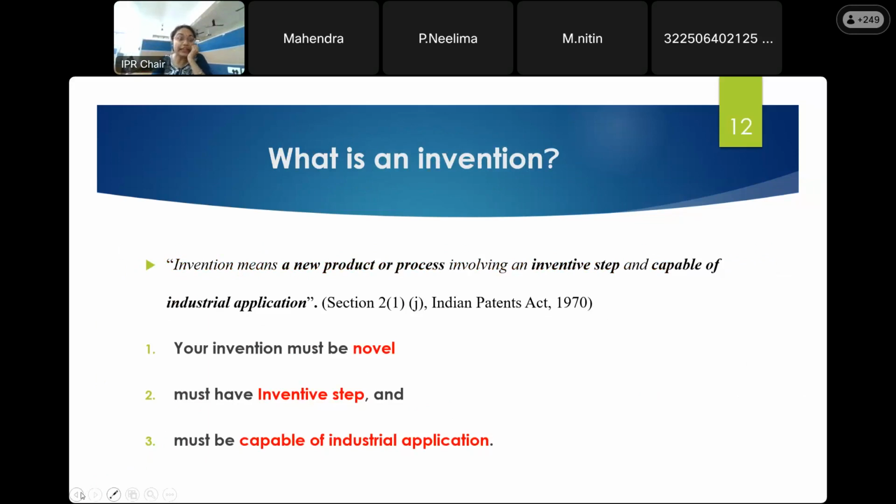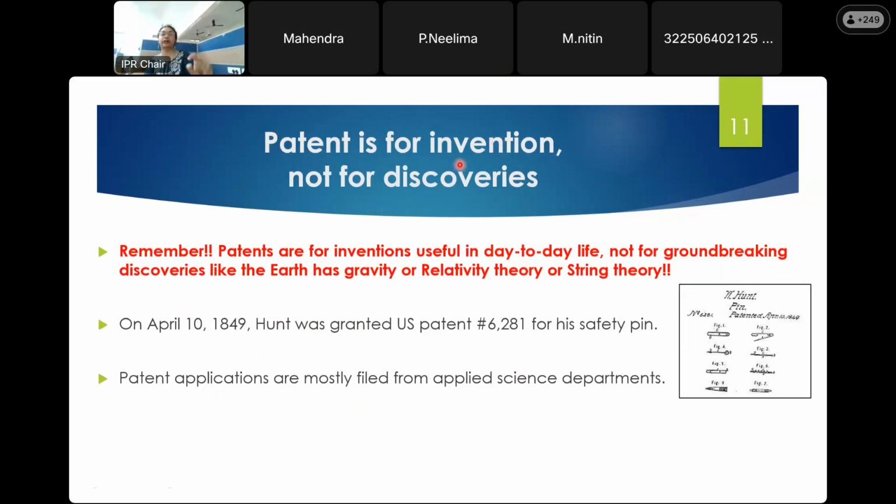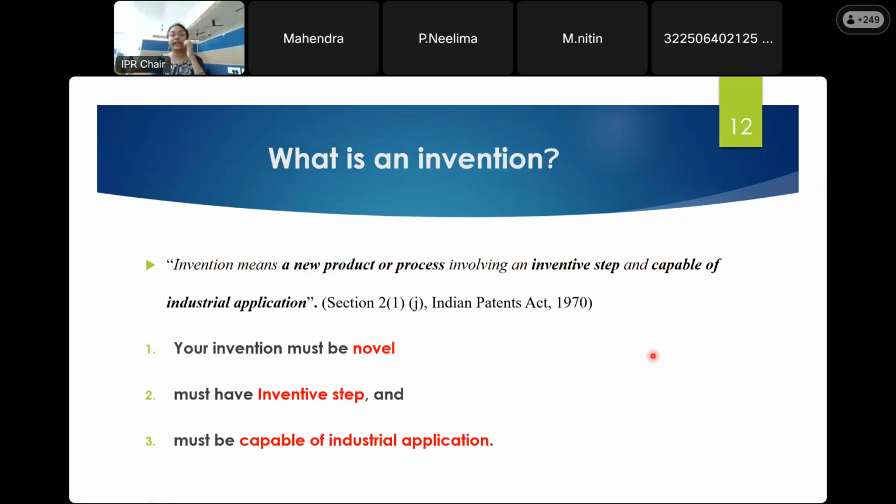What is an invention? As I have been talking about, patent is for invention, not for discovery. So the question comes here, what is an invention? This line is just pasted from Section 2(1)(j) of the Indian Patents Act 1970. Okay, this is another important question. Indian Patents Act is from which year? 1970, 1918, 1900, something like that. I will give 1970. Please remember this.